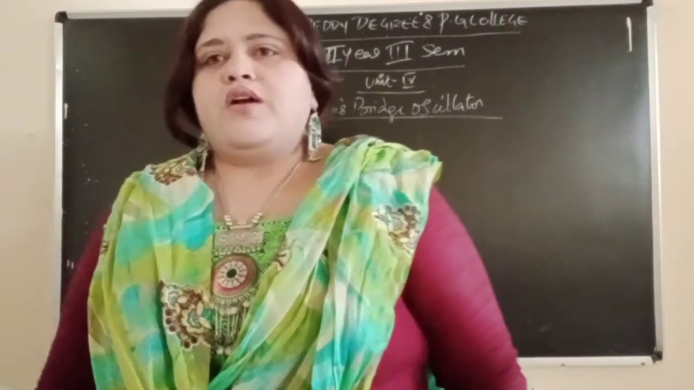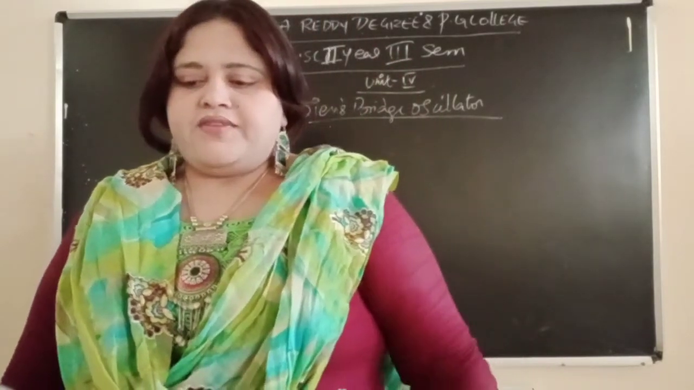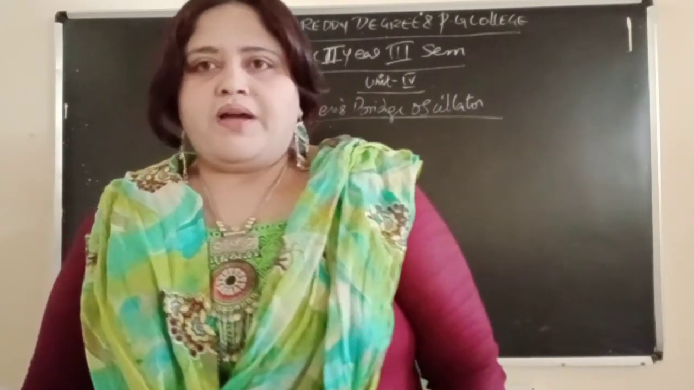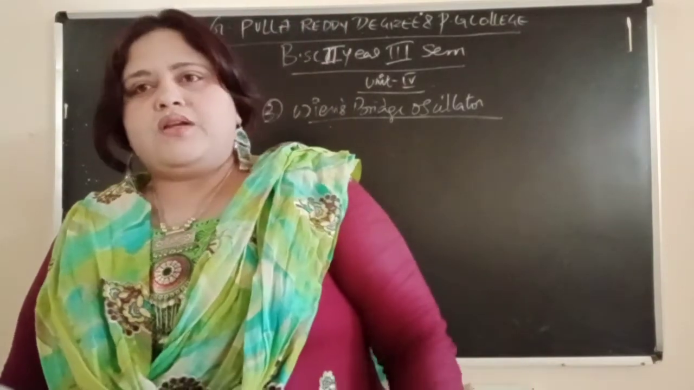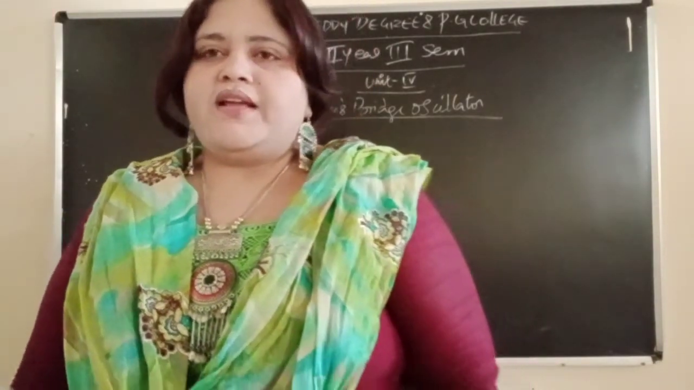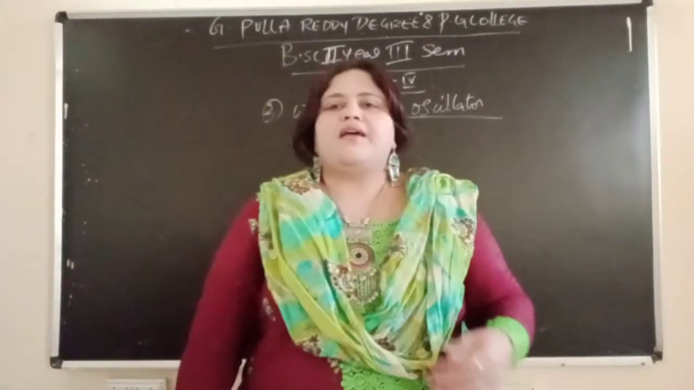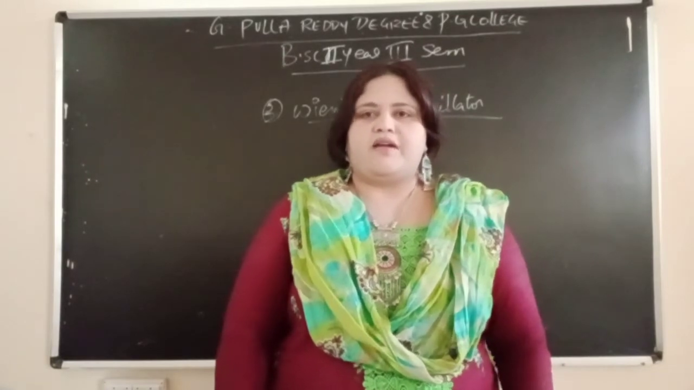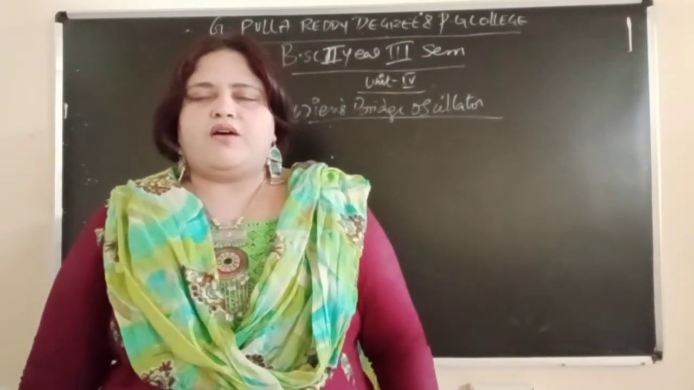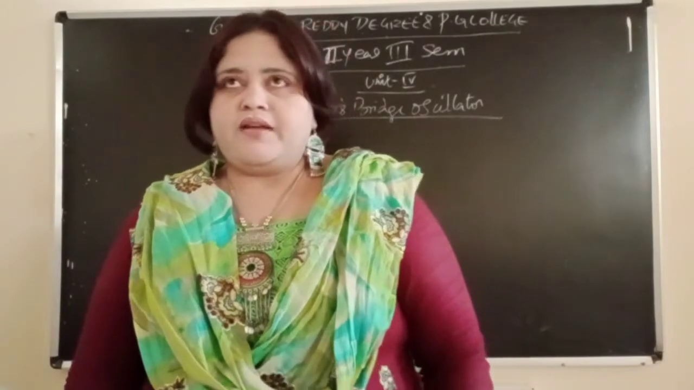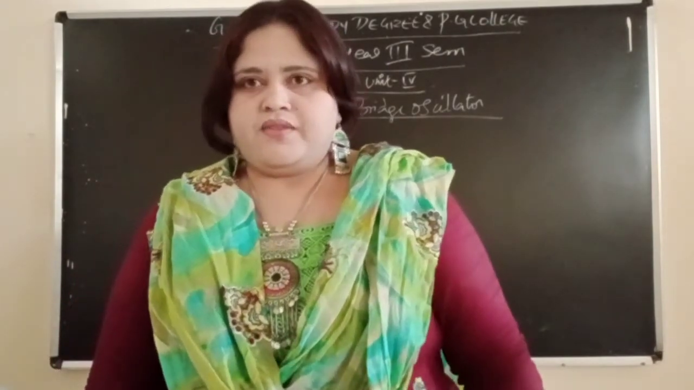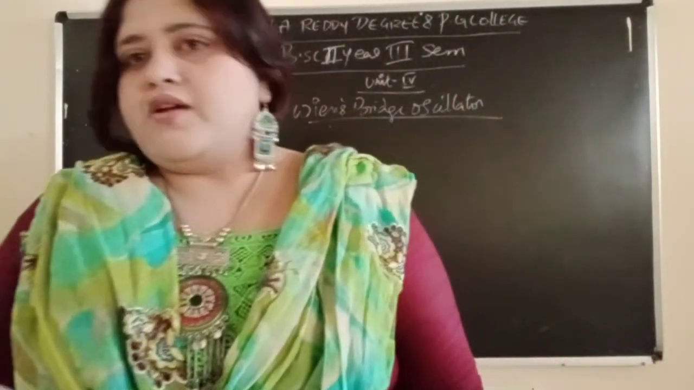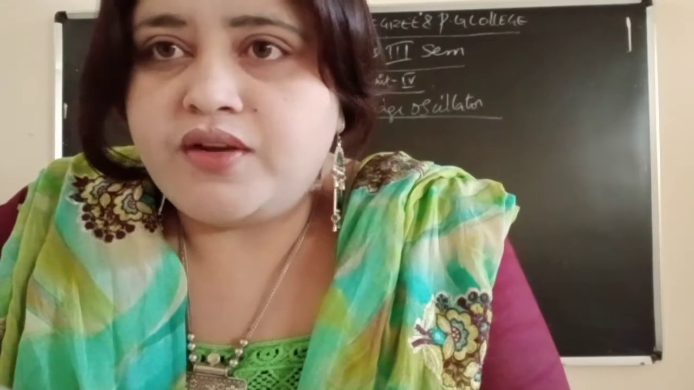Then we got the frequency formula of the RC phase shift oscillator, that is 1 by 2 pi, root 6 or root 10, where root 6 or root 10 is nothing but the beta value, the feedback value. So we can write the formula of the RC phase shift oscillator as f equal to 1 by 2 pi RC root 10, or you can write root 6.